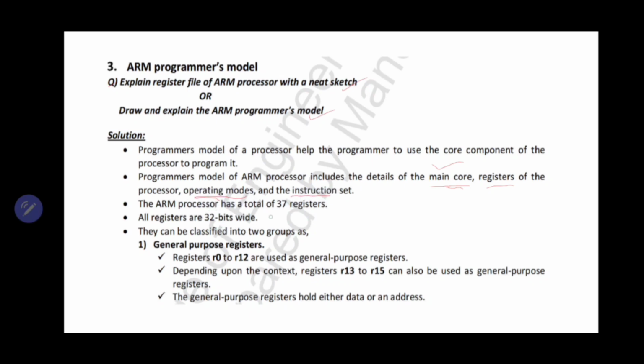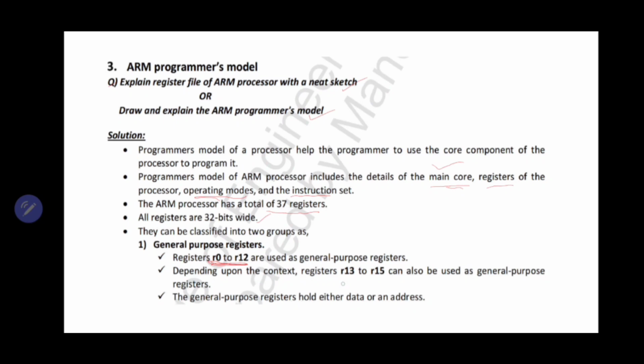The ARM processor has a total of 37 registers. All registers are 32 bits in size. These 37 registers can be divided into two groups: general purpose registers and special purpose registers. The registers R0 to R12 are used as general purpose registers. We can see the register model later. Keep in mind that R0 to R12 are used as general purpose registers.